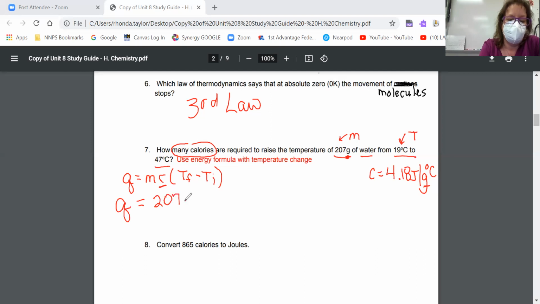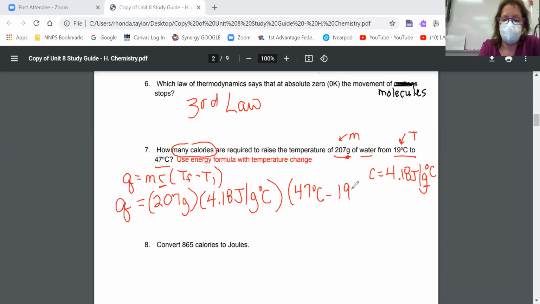So M is 207 grams. Heat capacity is 4.18 joules per gram degree Celsius. And for our temperature, the final temperature is 47 degrees Celsius minus 19 degrees Celsius. Keep in mind, your units will cancel. You can get rid of your temperature units and your mass units, and it's going to leave us with joules, which is what we want because we're looking for energy.